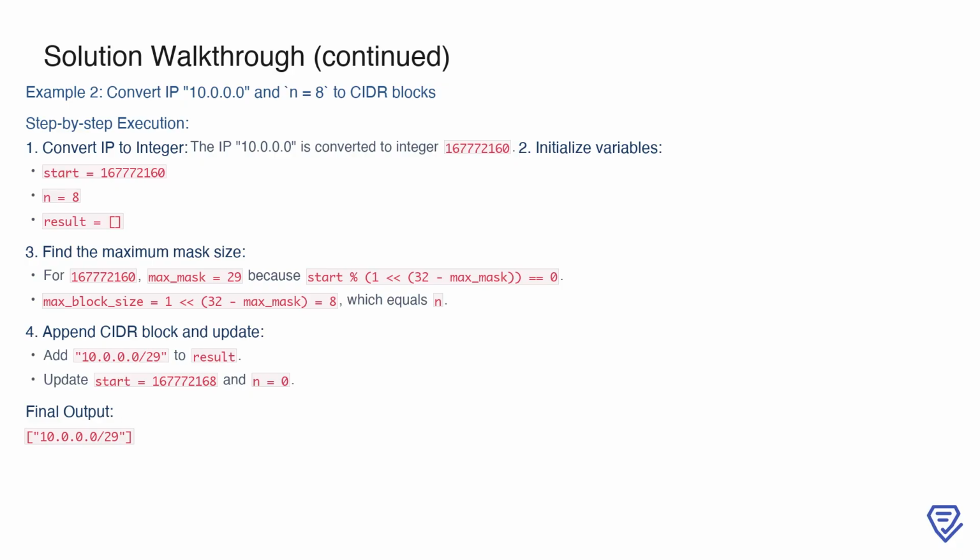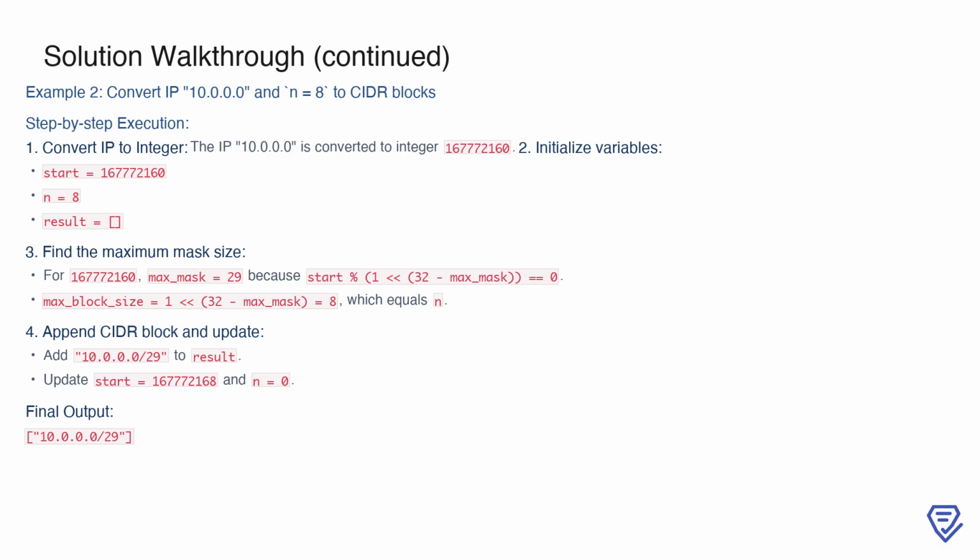In the second example, we are asked to convert the IP 10.0.0.0 with n equals 8 into CIDR blocks. We begin by converting the IP to its integer representation. Using the same formula as before, 10.0.0.0 is converted to the integer 167772160. We then initialize the variables. Start is set to 167772160, n is set to 8, and result is initialized as an empty list.